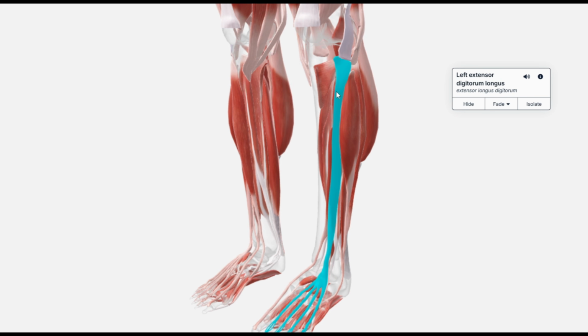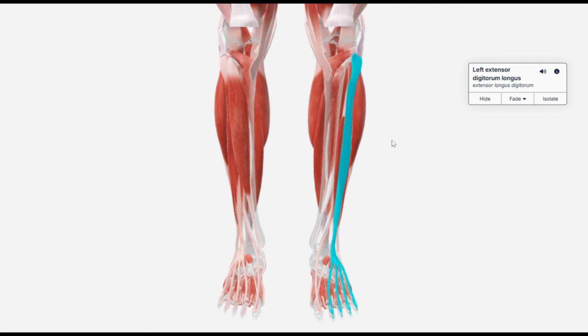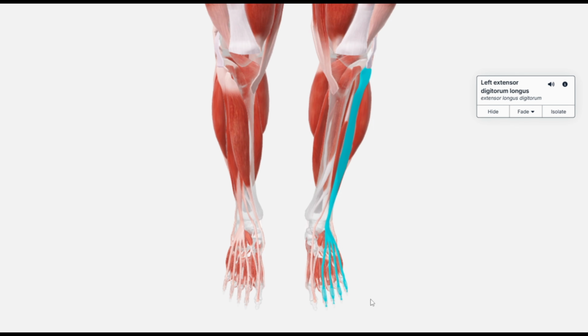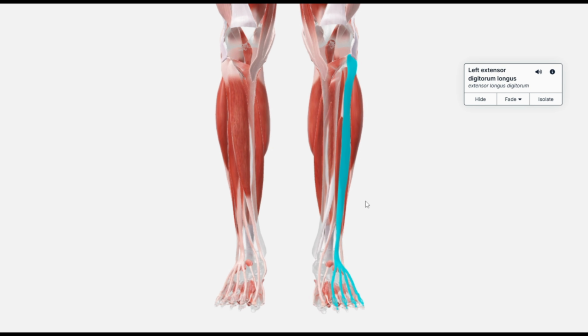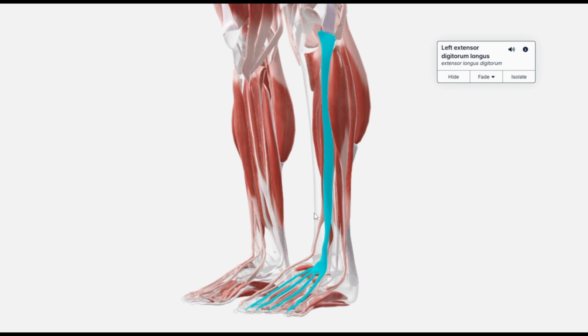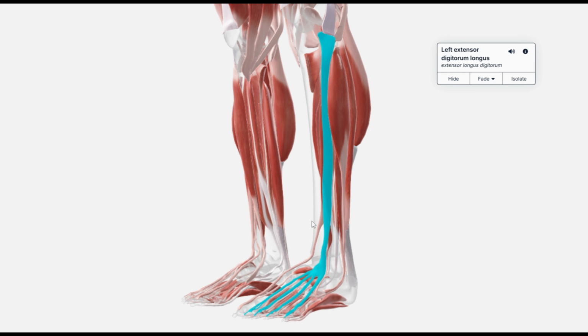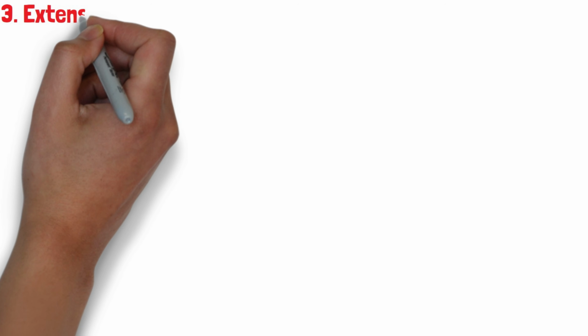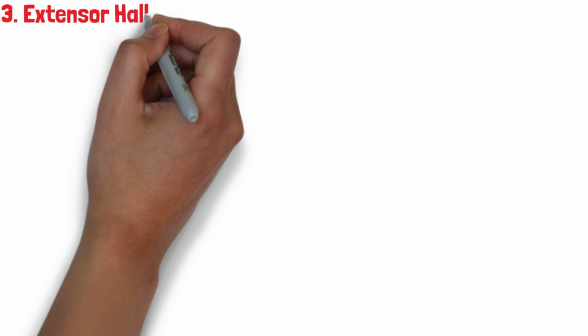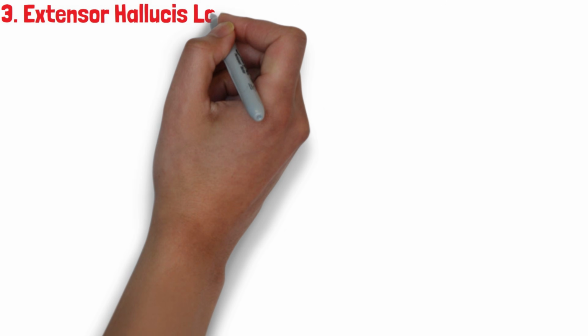It originates here from the lateral condyle of the tibia and extends all the way onto these 4 digits. You can remember it simply by the name extensor digitorum longus. The muscle extends the digits and gets inserted onto the dorsal surface of the foot where these 4 digits are present. Like the extensor digitorum longus is for the lateral 4 digits, there is another muscle for the great toe of the foot or the hallux of the foot.